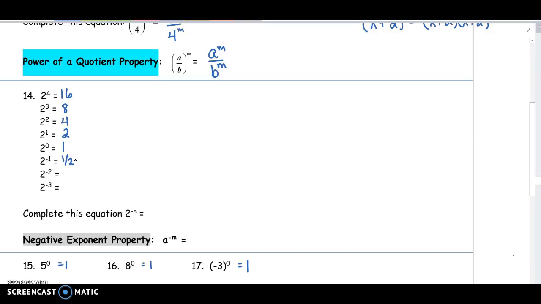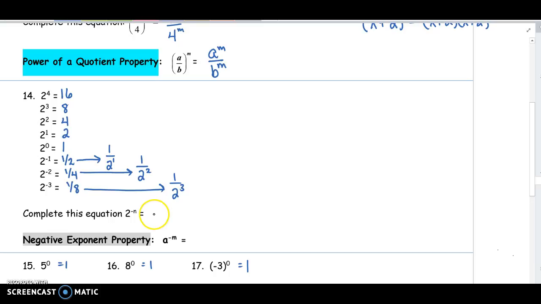2 to the negative 1 is 1/2. 2 to the negative 2 is 1/4. 2 to the negative 3 is 1/8. Now, I'd like you to rewrite it this way. 1 over 2 to the 1st. 1 over 2 squared. 1 over 2 to the 3rd. Notice the negative exponent flips, it takes the reciprocal, and it becomes 1 over that term without the negative.